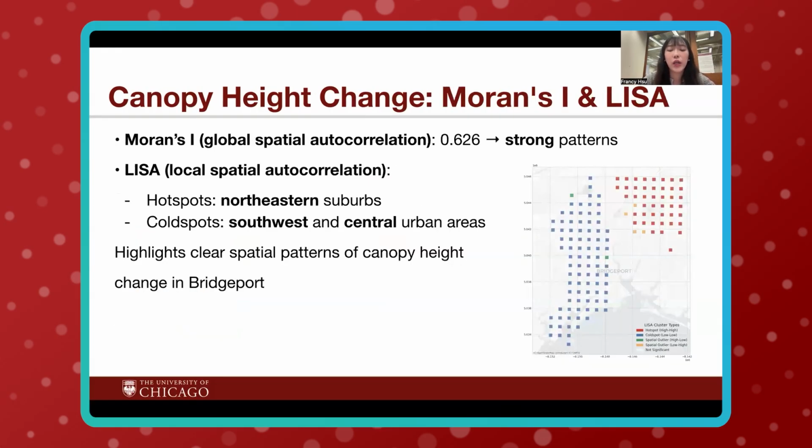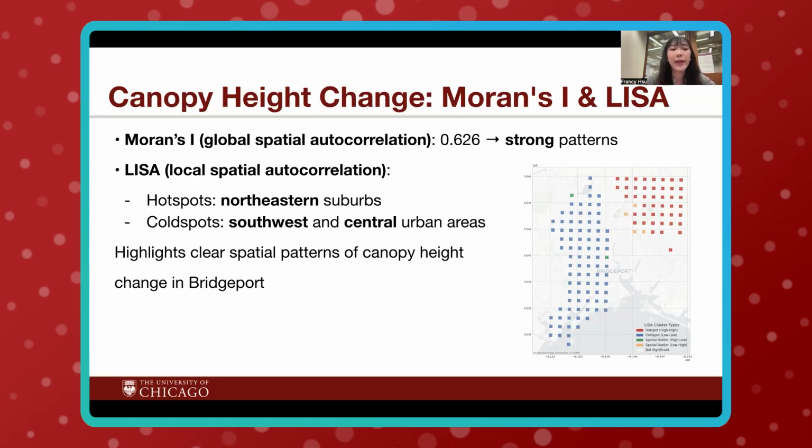Lastly, we use our predicted data to perform Moran's I and LISA analysis, which is local indicator of spatial associations. Moran's I is a scalar to evaluate global spatial autocorrelation, and if its value is greater than 0 and close to 1, it indicates a strong global spatial autocorrelation within the data sets, and we get 0.626. So we can conclude that there is a strong pattern in Bridgeport.